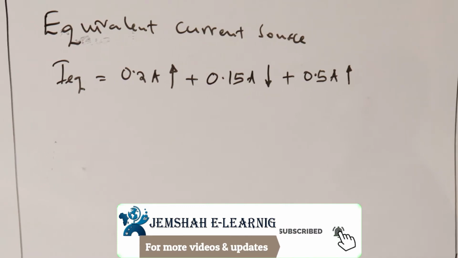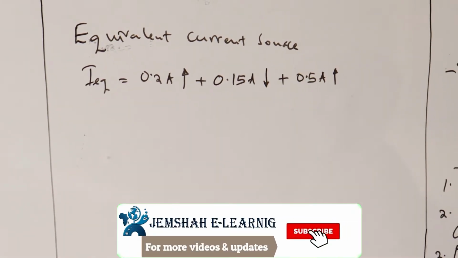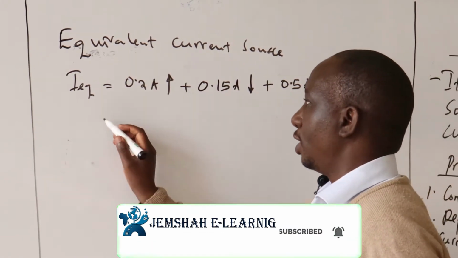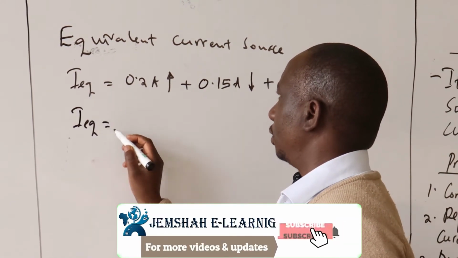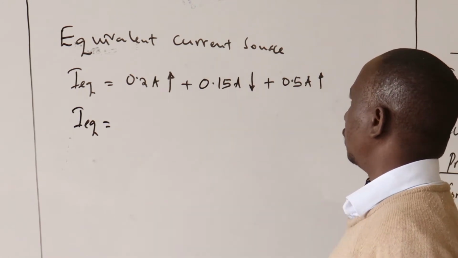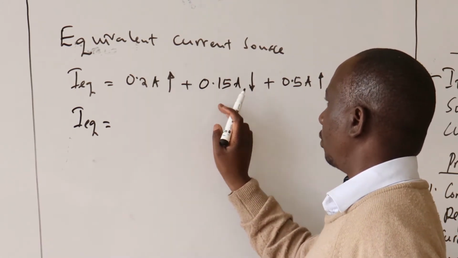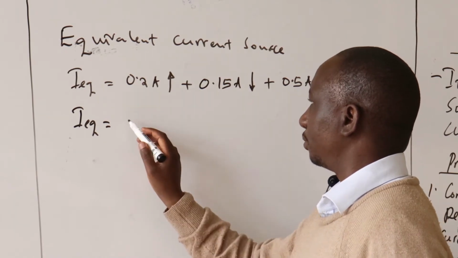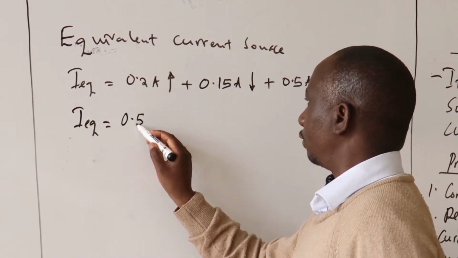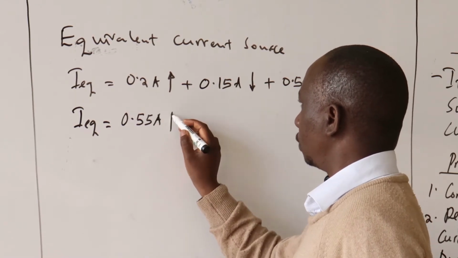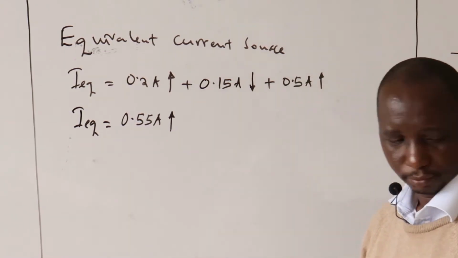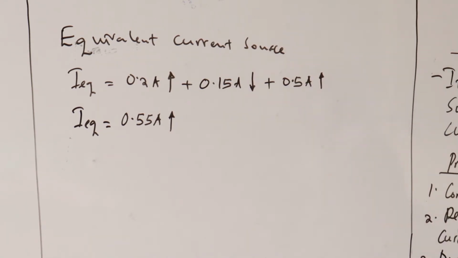When you look at this expression, the currents have been shown with direction. If they are going in opposite directions, you subtract; if they are going in the same direction, you add them. So in this case, the I equivalent is 0.5 plus 0.2 is 0.7, minus 0.15 is 0.55 amps, and the direction is facing up. Then we're going to determine the equivalent resistance of the circuit.